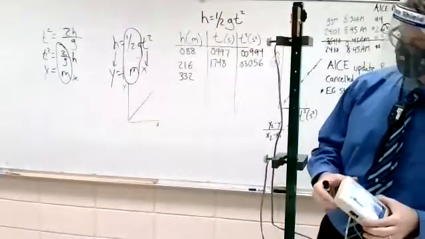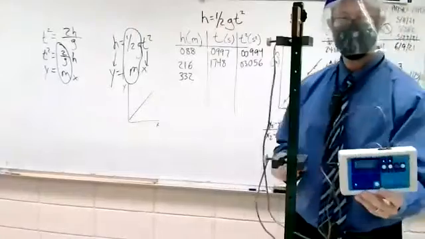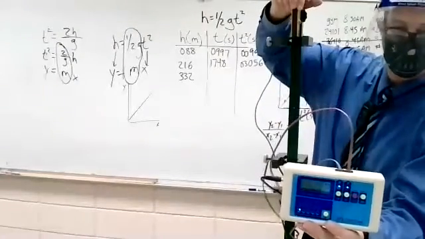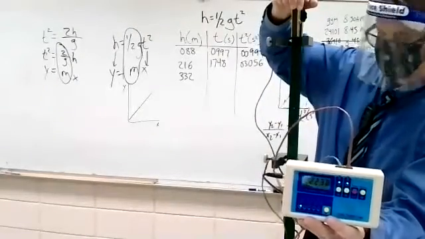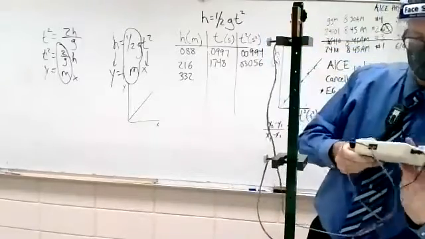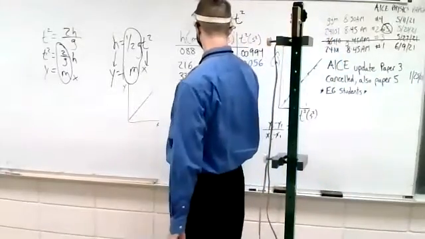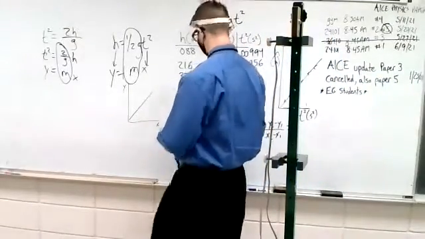How long does it take something to fall 33.2 centimeters here? 0.2238 seconds.